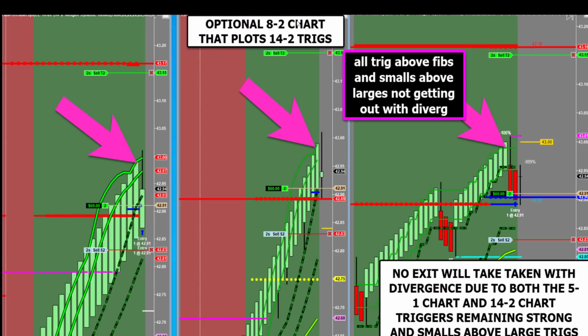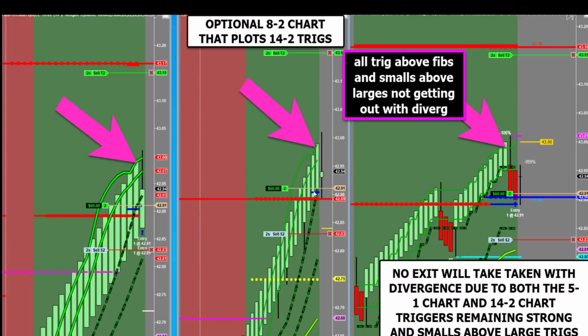This is when we had our 8-2 chart, and again, you could still build one and use the template on it. It's not going to hurt you, but it displays the same fibs and it displays the 14-2 trigger, so it's kind of a duplication of what we did. We kind of phased it out, but if you want to run it, it's not going to hurt you.